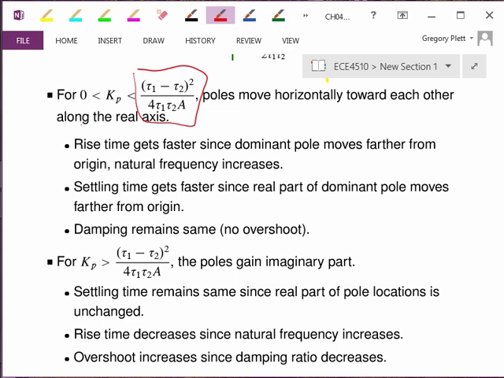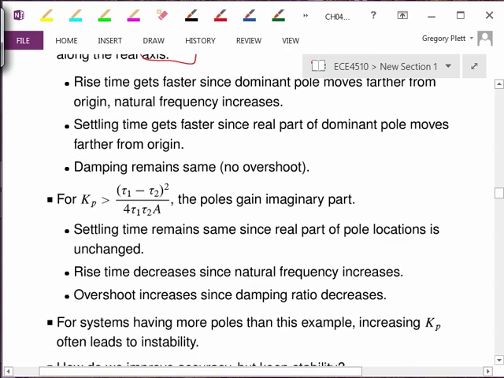Once the gain hits that critical point and the poles split apart, they become complex conjugates. They gain some imaginary part. After that point, the settling time stays the same since the real part of the pole location is unchanged. The rise time gets lower because the natural frequency omega n is getting bigger. The poles are getting radially farther from the origin, and the overshoot increases though since the damping decreases.